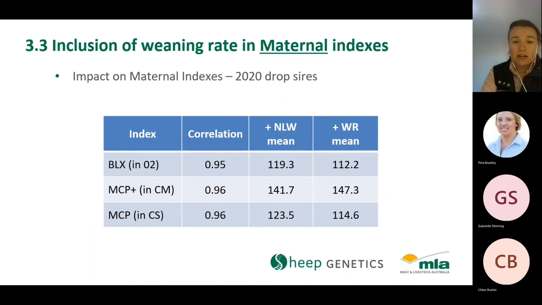What we do see, though, is that we actually see a change in the average index between the previous index and the new index with weaning rate. And one thing that will be important, particularly for those where the average drops, is making sure that we re-benchmark ourselves. So that first line there, we're looking at the BLX index in our Border breeders, and we actually see that the average of that cohort go from about 119 down to 112. So when we have new percentiles available for these new indexes, it'll be really important to adjust what we're used to looking at in terms of an average for the industry.